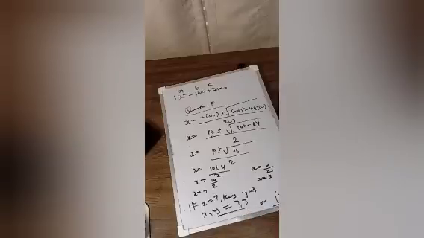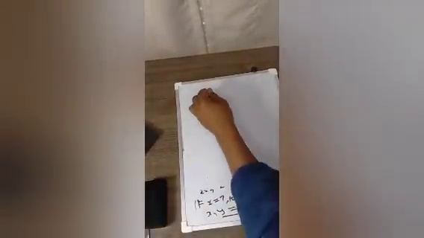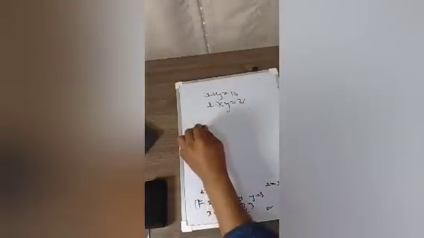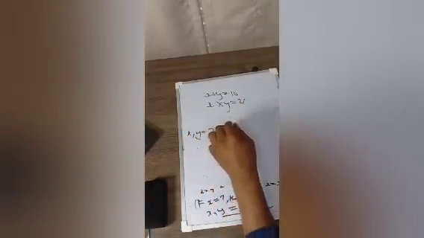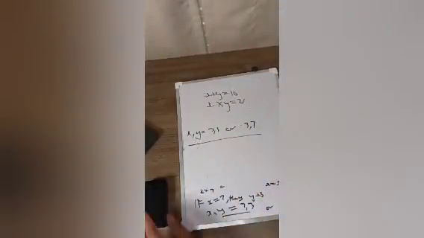Let's verify it. Remember, from the beginning it said, find two numbers whose sum x plus y is equal to 10, and whose product x times y is equal to 21. x and y is equal to 7 and 3. How is this correct?